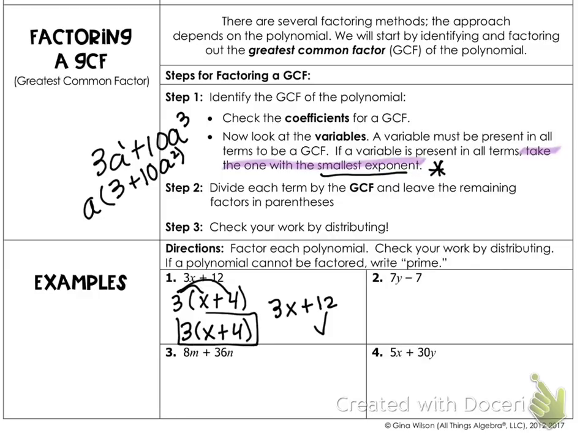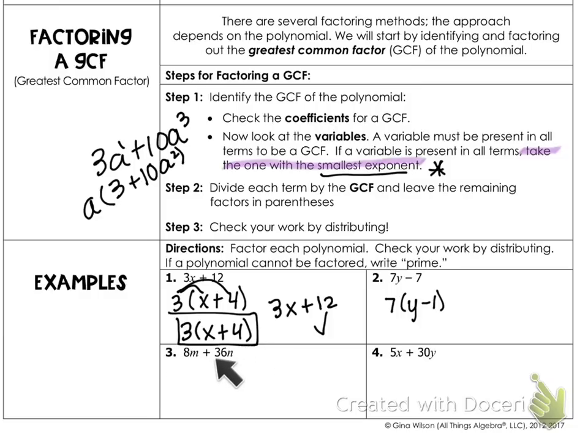Okay. So the next one, 7y minus 7. What do they have in common? They have a 7. If you divide a 7 out of here, you have a y left. And if you divide a 7 out of here, negative 7 divided by 7 is negative 1. And if you distribute back, 7 times y is 7y. 7 times negative 1 is negative 7. So that's your answer.